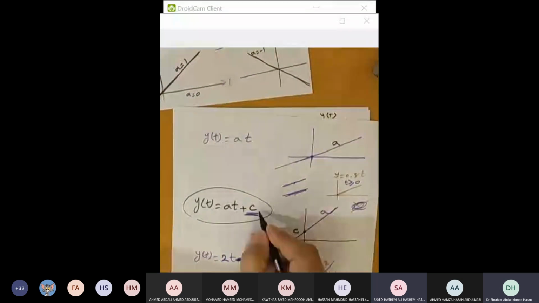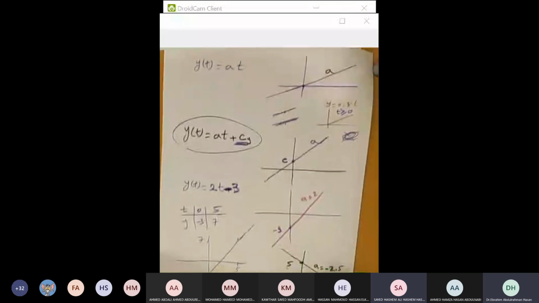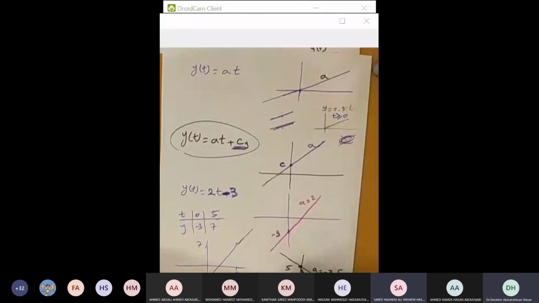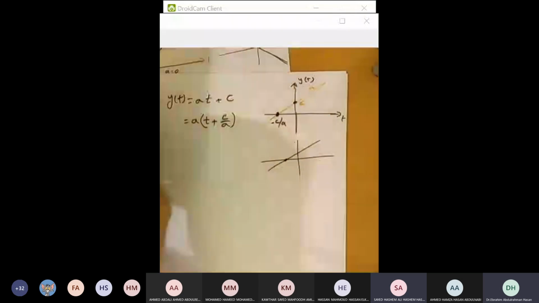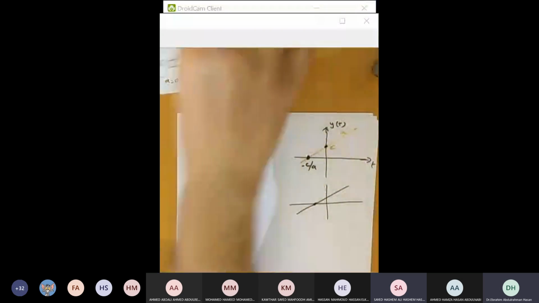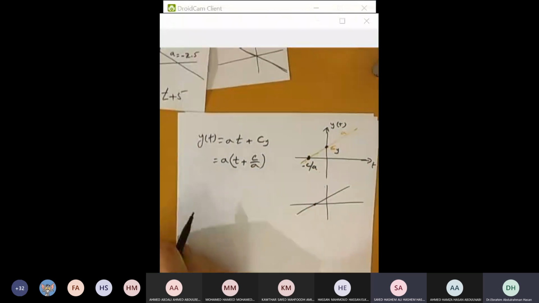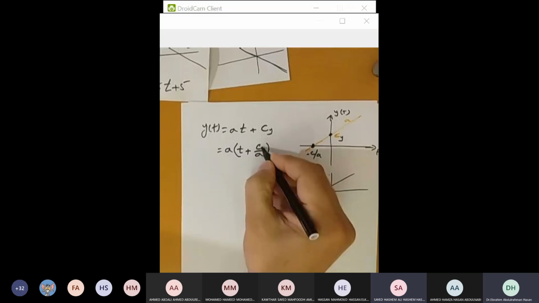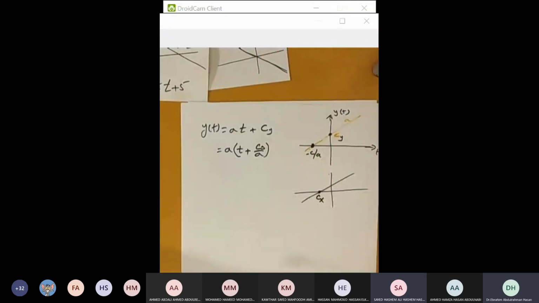Okay, which means that if I know what this point is, let me change this one. Let me put this as CY, so Y intercept. Okay, so we have Y intercept, so this is CY. This is CY, which is Y intercept. Then this is minus CY over A, then this is X intercept.